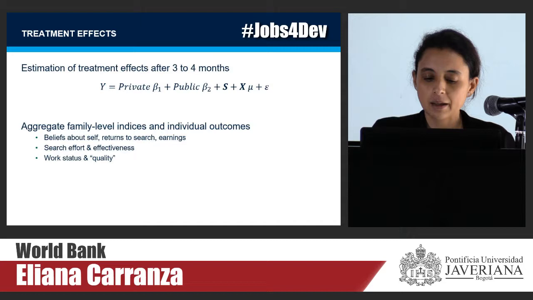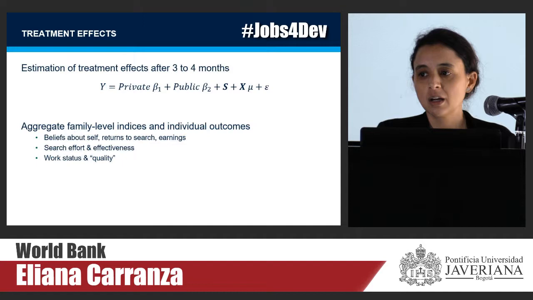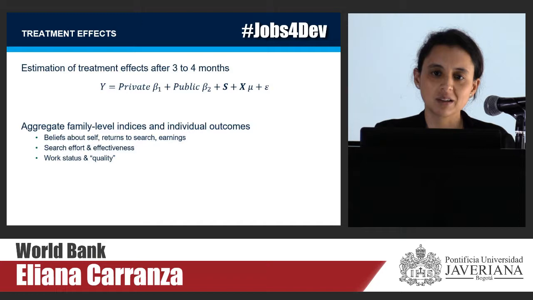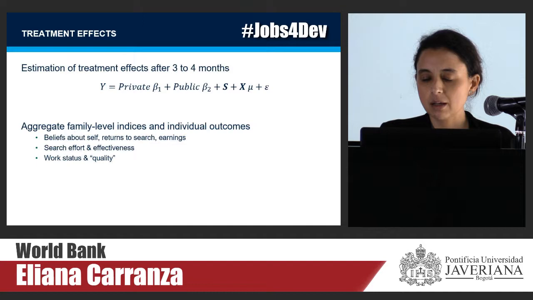We would test for treatment effects on two sets of different outcomes. One of them will be aggregate indices of outcomes, where we are grouping outcomes in families, and we are doing this in order to address any concerns regarding multiple testing of outcomes. And we are also going to look at individual level outcomes regarding beliefs, job search behavior, and employment status and quality to get some more in-depth insights about what is driving our results.